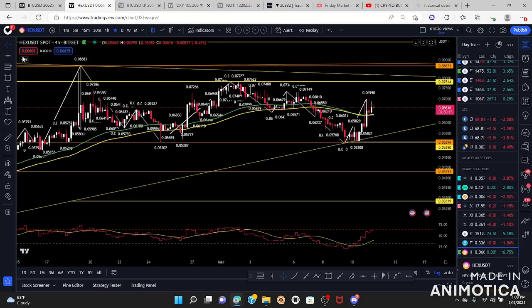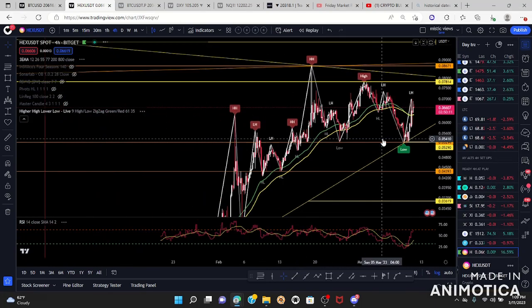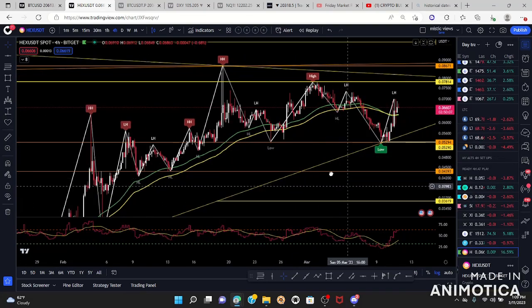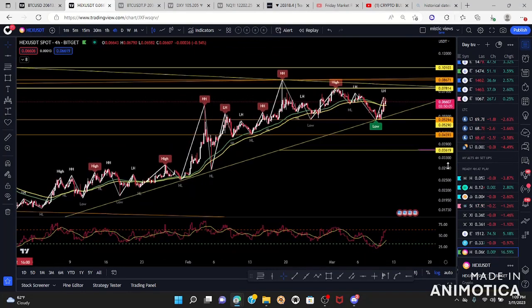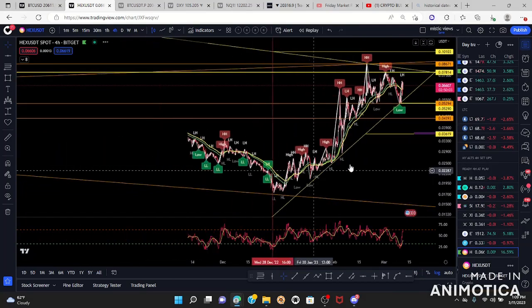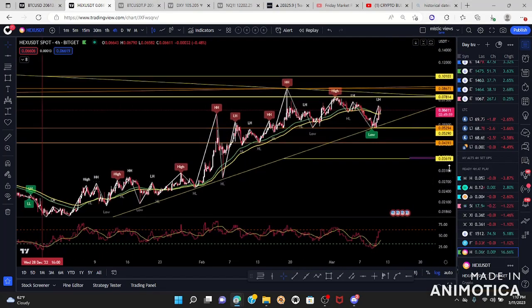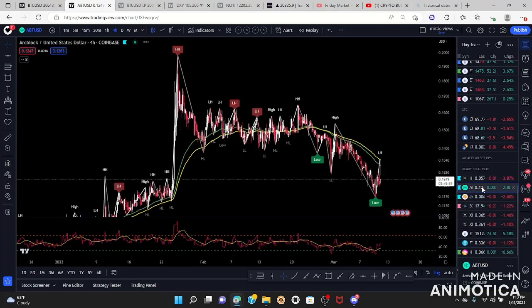Let me go to my 4 hours. Turn off the pivot highs and lows. Just here in the 4 hours, I want to see if I can find a pattern, something that could give me more indication of where it's headed. Looking at my RSIs. Oops. Just switched it.